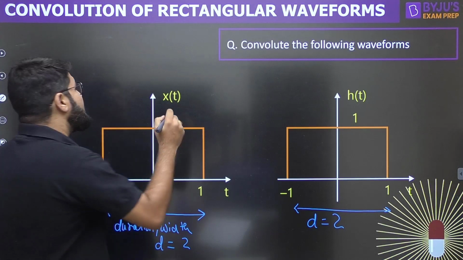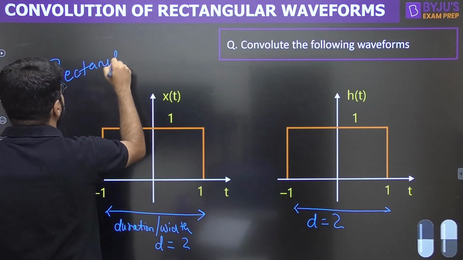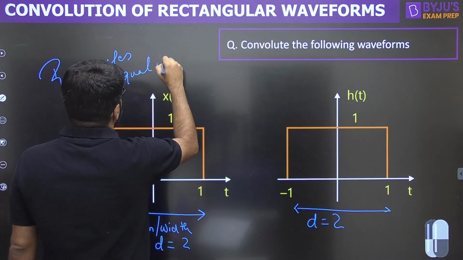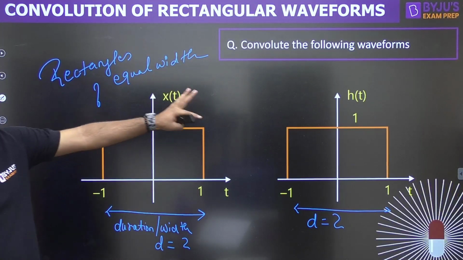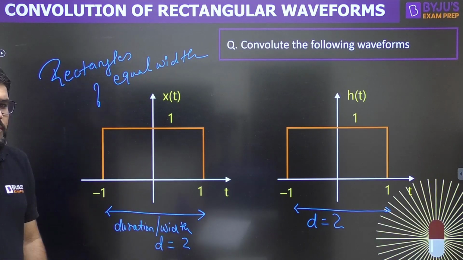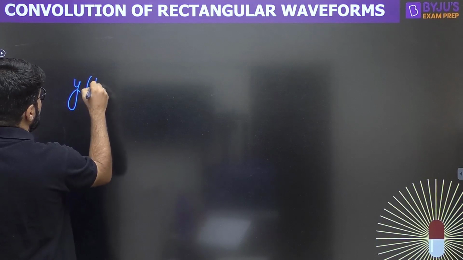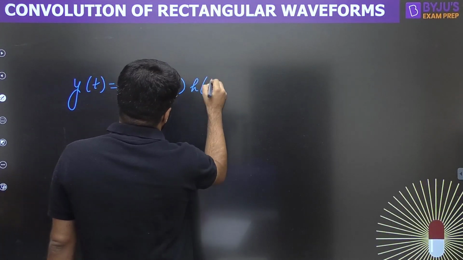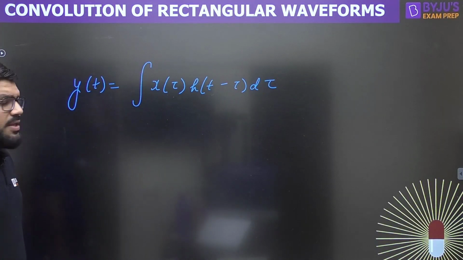So the first case you are looking at is rectangular waveforms of equal width. Their amplitudes may not be equal, here they are equal, but the width is equal. Now, as we know, the output of the LTI system is given by the integral of x(tau) h(t minus tau) d tau.